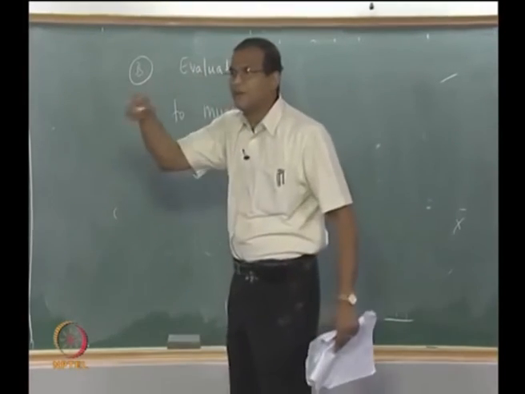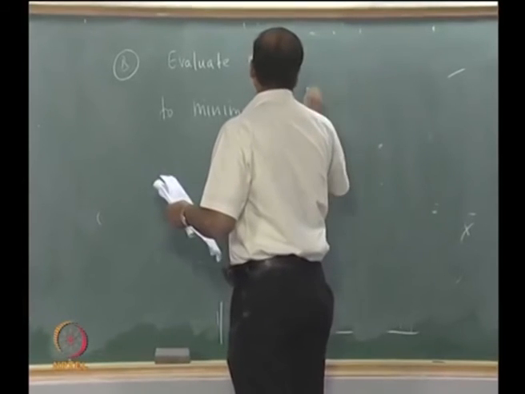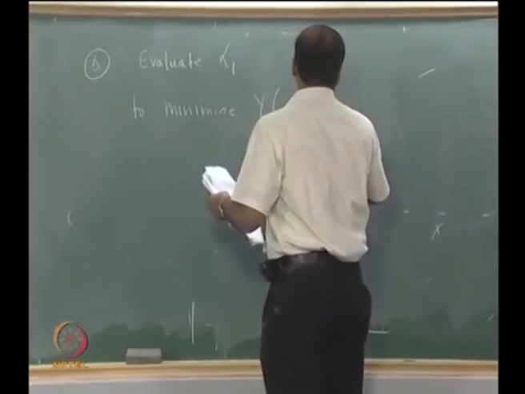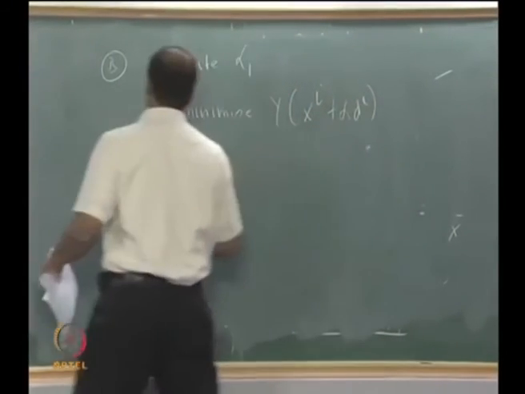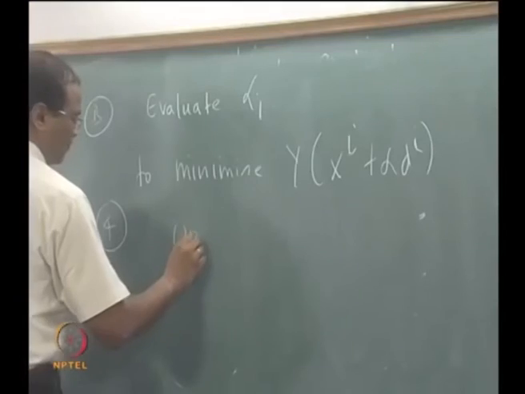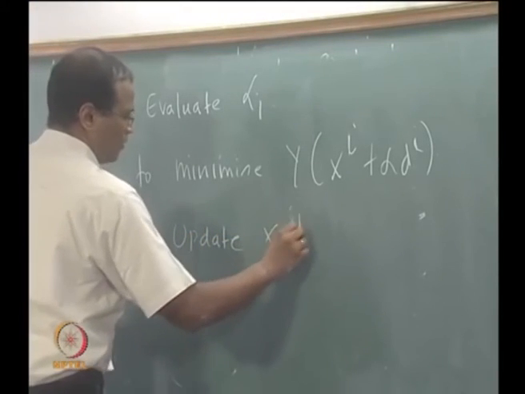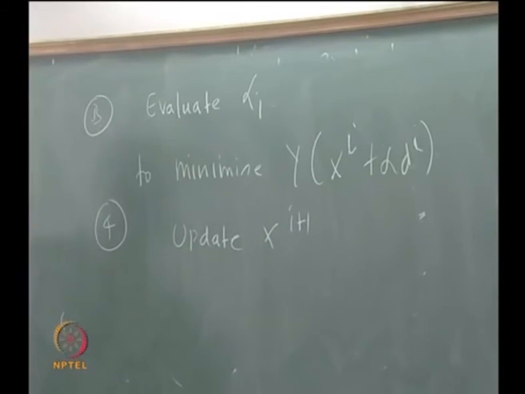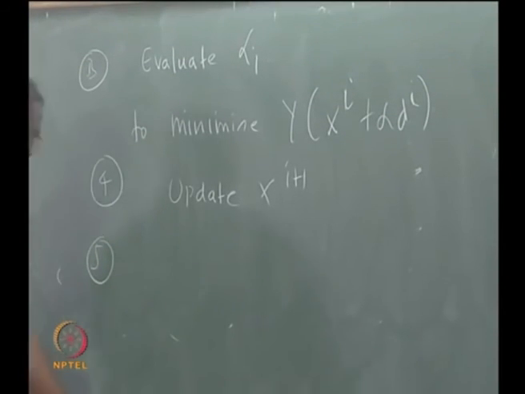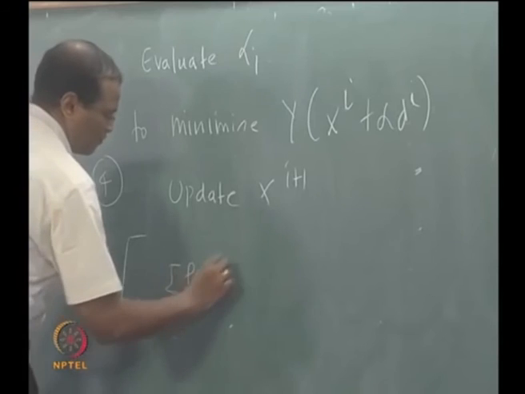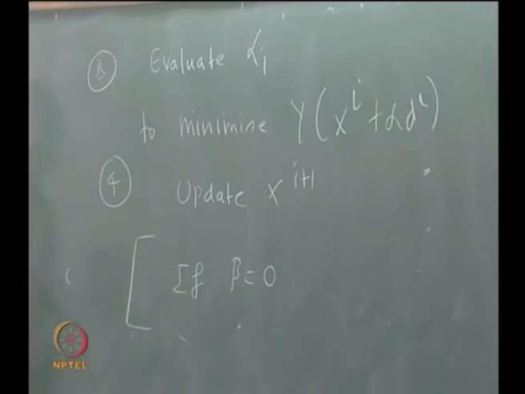If there are any changes required for a maximization problem, you can rework. Update it. If beta equal to 0, it becomes the Cauchy's method.